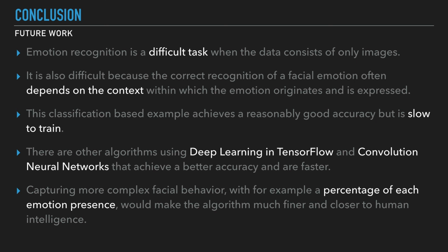There are other algorithms using deep learning, intensive flow, and convolution neural networks that achieve a better accuracy and are faster. Capturing more complex facial behavior with, for example, a percentage of each emotion presence would make the algorithm much finer and closer to human intelligence. This sums up the video on emotion recognition and using Fisherface classification technique.